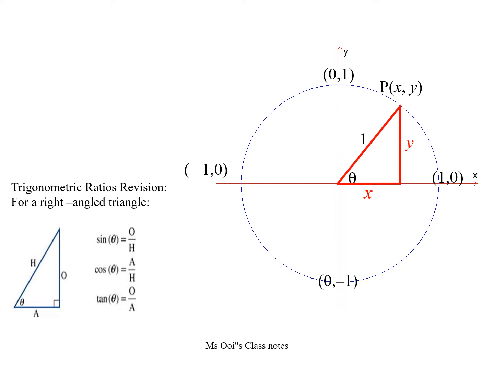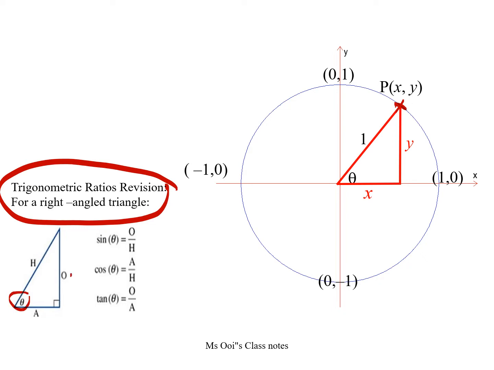The coordinate point is (x, y), right? So, a little bit of revision on SOHCAHTOA, the trig ratios. Sine theta is opposite over hypotenuse. If this is theta, opposite over hypotenuse will give you sine theta. Cosine theta is adjacent over hypotenuse, and tangent is opposite over adjacent.